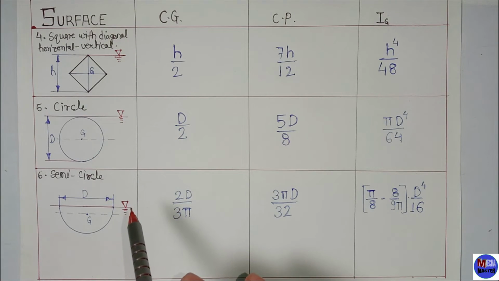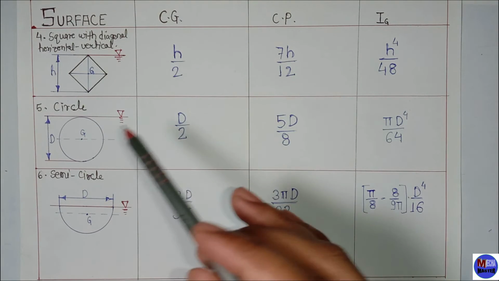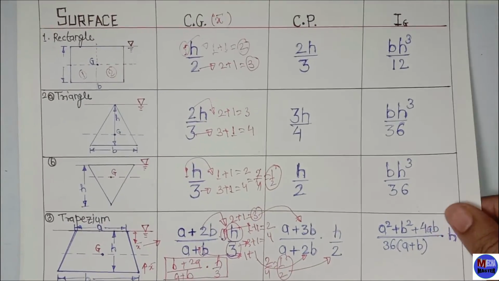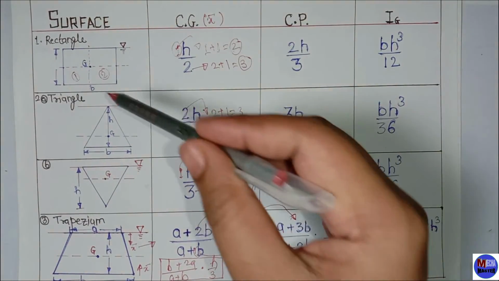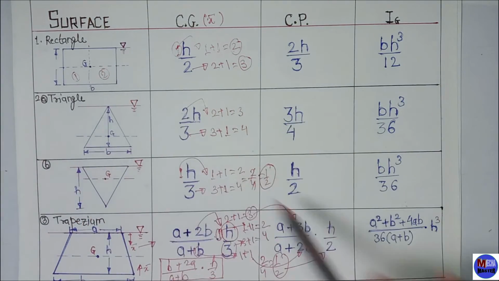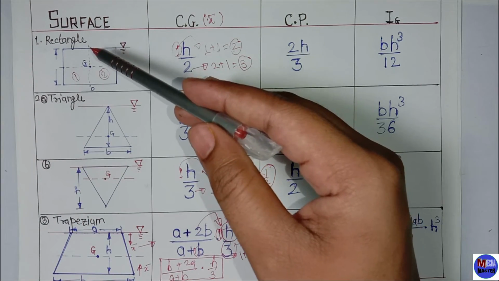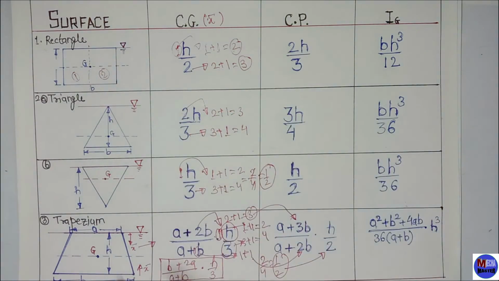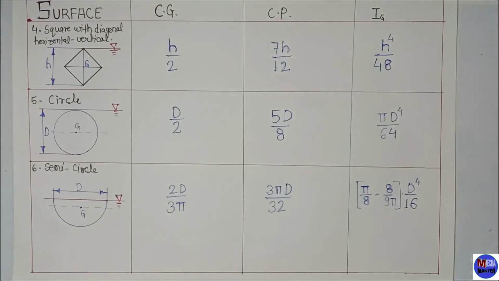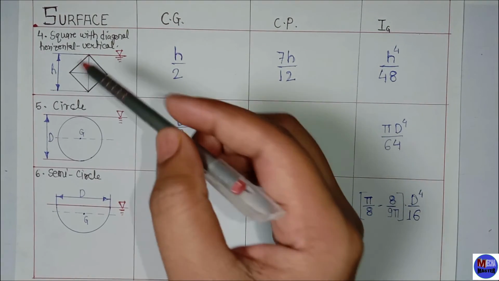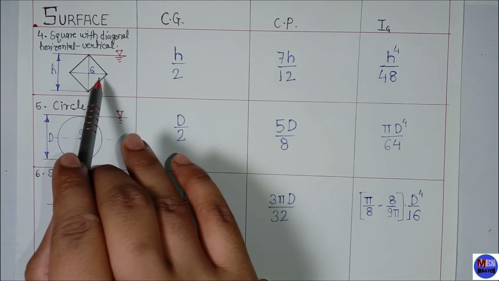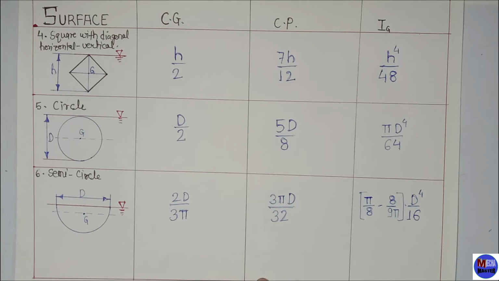These are special cases, because if we draw a vertical line, it will not divide into a similar shape. In the previous cases, we have seen that if we draw a vertical line, it divides into similar shapes. Rectangle divides into rectangles, triangle divides into triangles, trapezium divides into trapezium. But in this condition, if we draw a vertical line, it will divide into two triangles. So there will be a different trick.